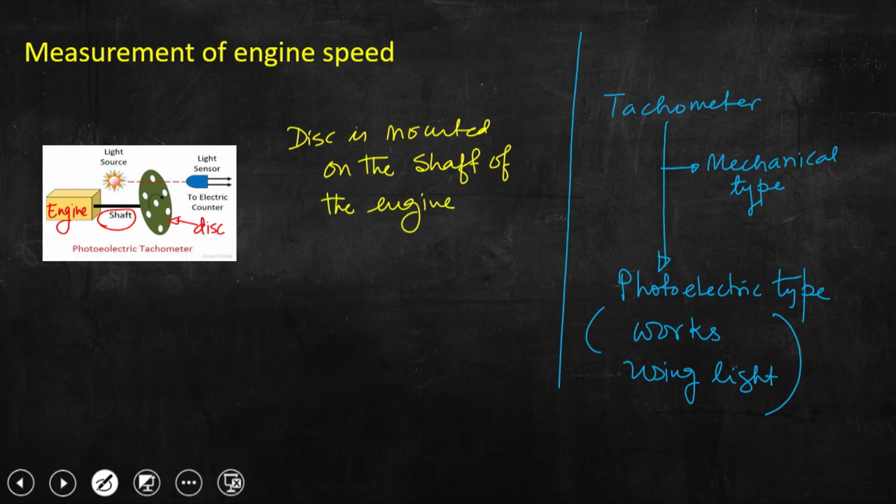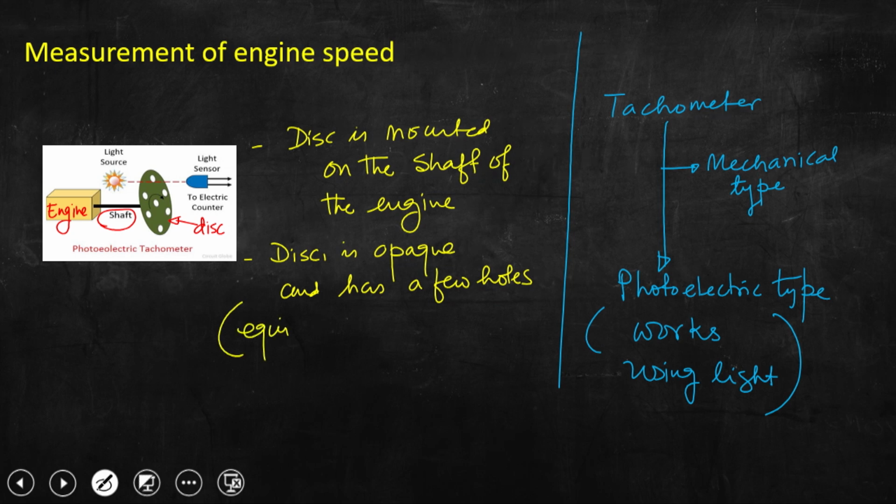So, when the shaft is rotating, the disc also will rotate, but the special feature of this disc is that it is opaque and has a few holes, and the holes are equidistant. So, the disc is opaque and has a few holes which are equidistant around the periphery.